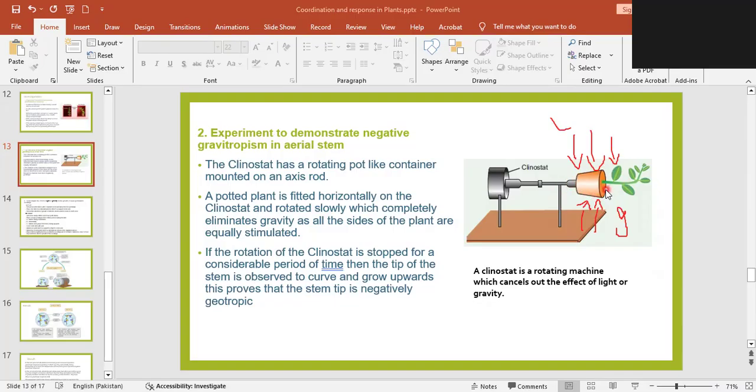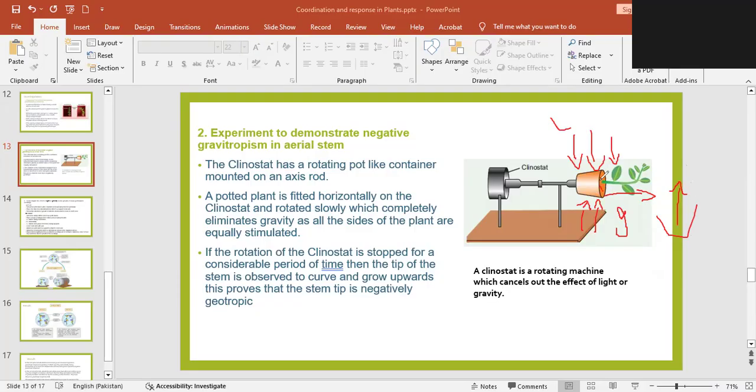If the rotation of the clinostat is stopped, since the plant is receiving everything in equal direction, usually the plant growth is in a straight direction. Means the plant will grow in this way, because force is coming from this side and from this side too. Each part of the plant is receiving the same force of light or gravity, so the plant will grow in a straight direction. What is a straight direction? Horizontally, what will be the straight direction? This way. If it was vertical, then the straight direction would be in this way. As it is placed horizontally, it will move towards the right side. That is the straight direction.